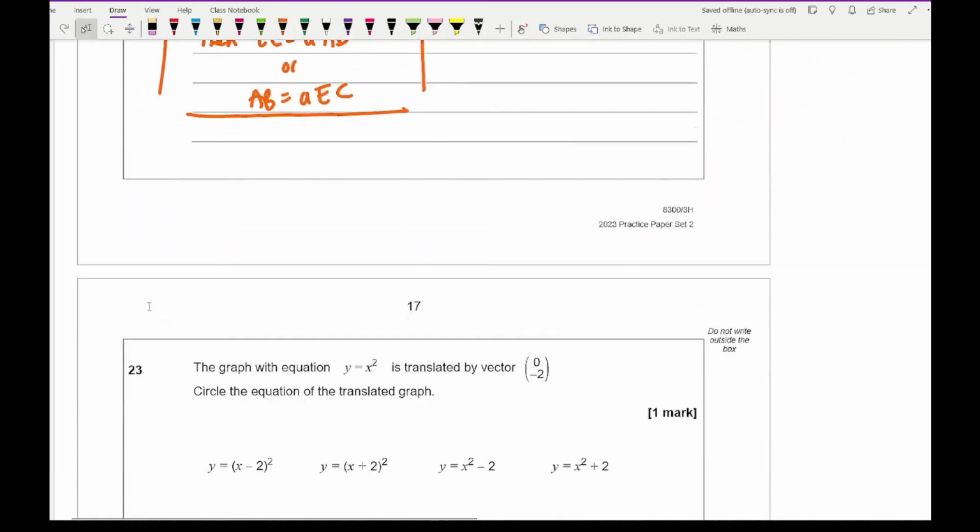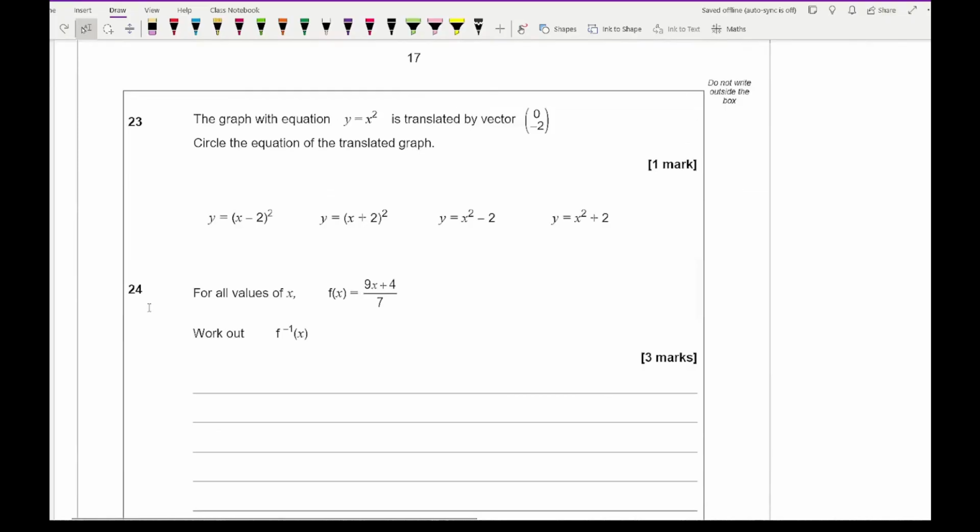Moving on to question 23, it says the graph with the equation y equals x squared is translated by vector (0, -2), which basically means it's been moved down 2 places. Circle the equation of the translated graph. So if it's been shifted -2, then it's going to be this one.